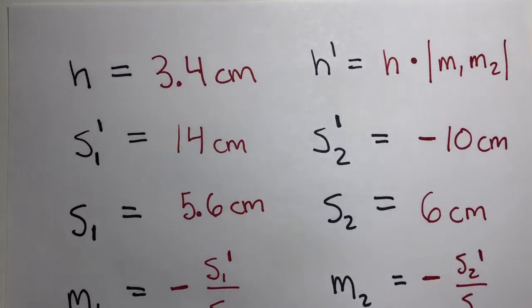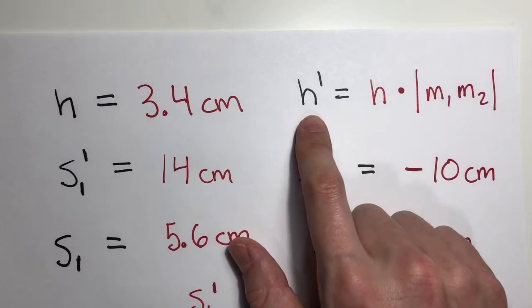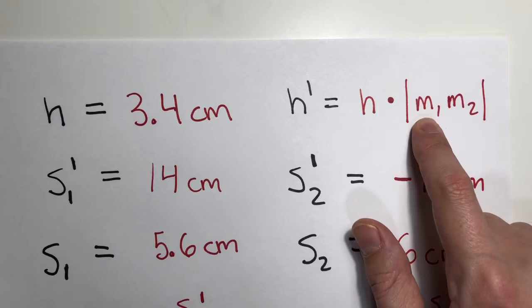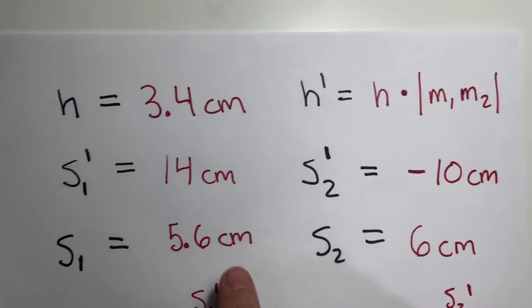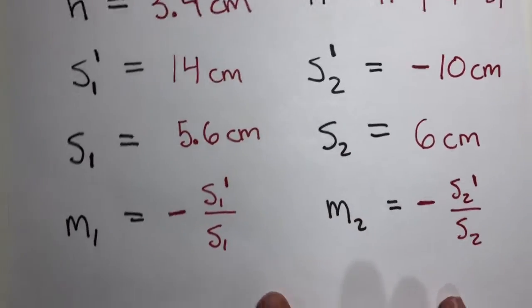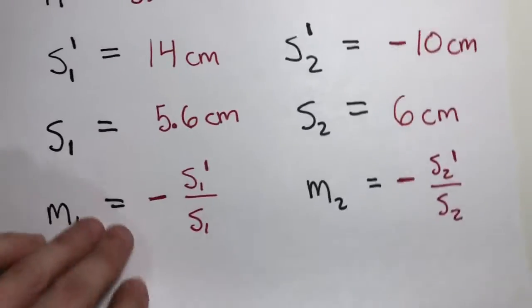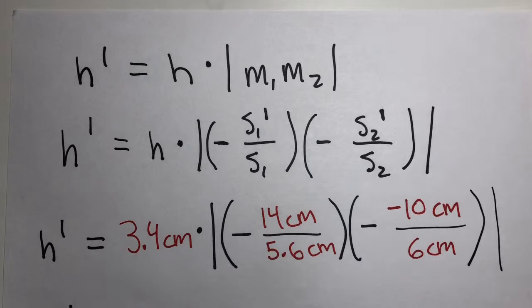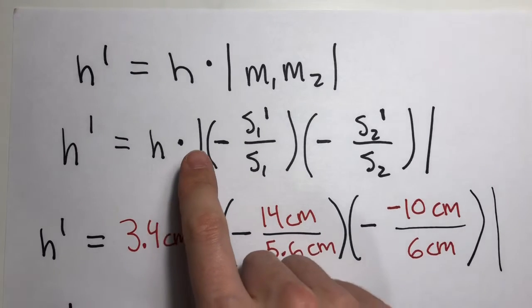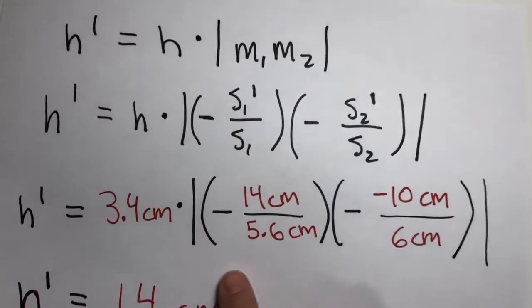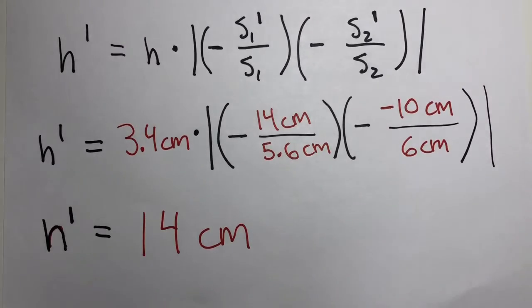So here are all the things that we know, all the things we can input from what we calculated in part A. We were given the height of the object at 3.4 centimeters. The height of the image is what we're solving for. So that's just going to be the height times the total magnification, which is the magnification for the first lens times the magnification from the second lens. These values were from part A, and M1 and M2 are the equations that we just talked about. And so to calculate the height of the image, we're taking the height times the absolute value of the total magnification, which when we input the values from part A, we get 14 centimeters.